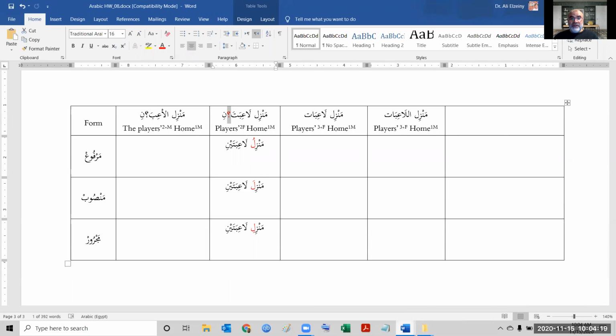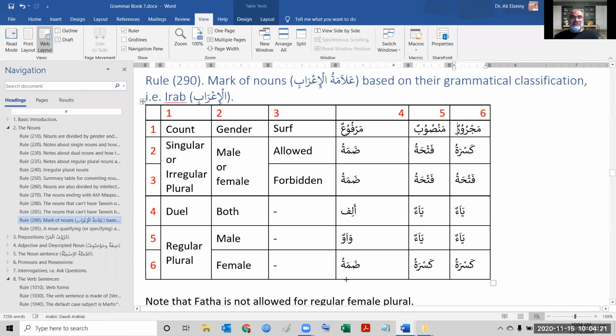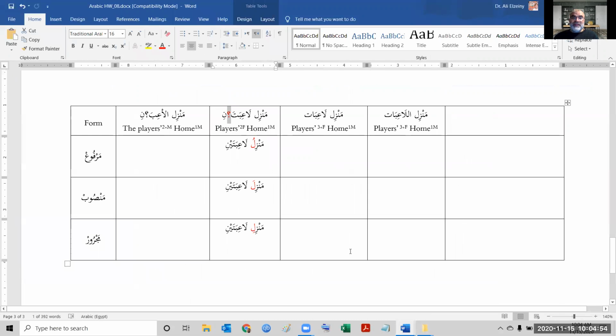Let's go here and figure it out. It's a dual. Doesn't matter what the gender is. If it's marfu', then it's alif. If it's mansoob, then it's ya. If it's majroor, then it's ya. So I have two possibilities, alif and ya. But since we agreed that the second noun is always majroor, then it's going to be the ya here, not the alif, because it's majroor. So now I know it's ya, so I can just add the ya here.